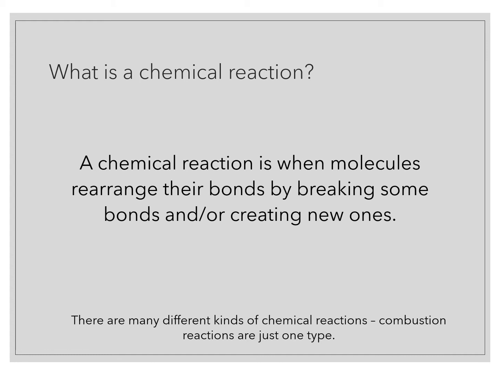Your first definition that you should go into your notebook is that of a chemical reaction. Put simply, a chemical reaction is something that happens when molecules rearrange their bonds by breaking some bonds or creating new ones. The process of chemical reactions involves electrons moving around and reshuffling with each other. And there are lots of different kinds of chemical reactions. Combustion reactions are just one type.